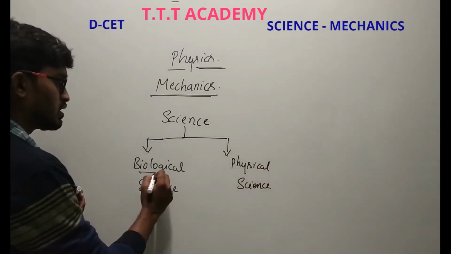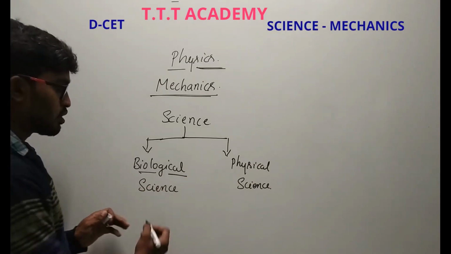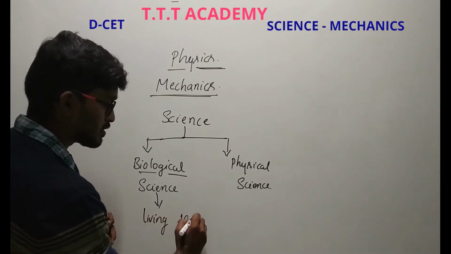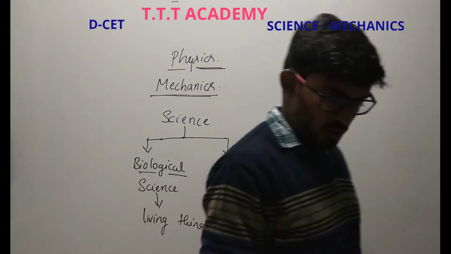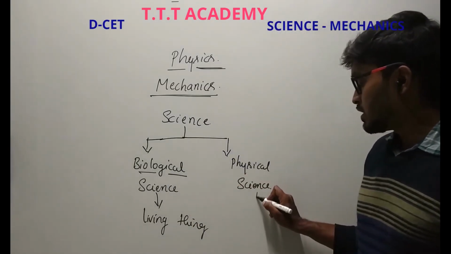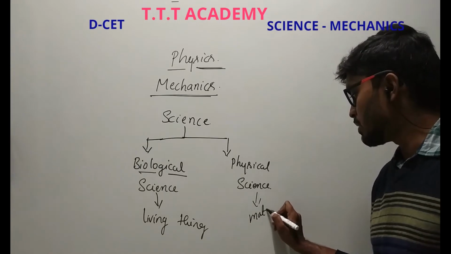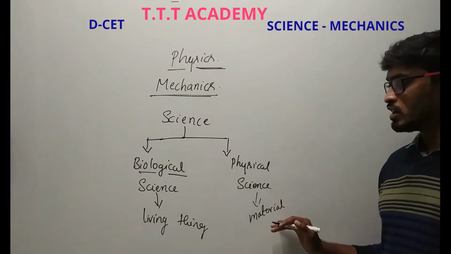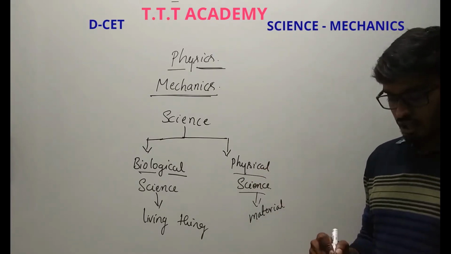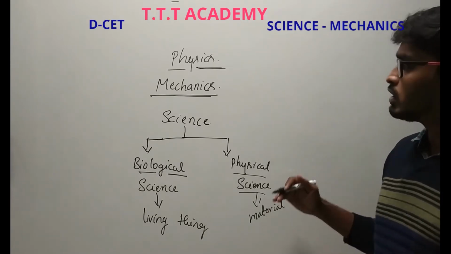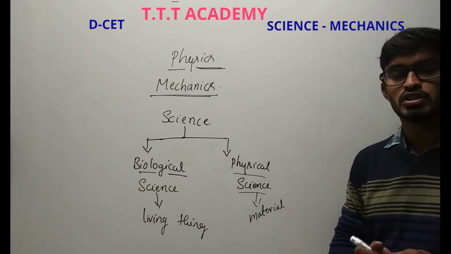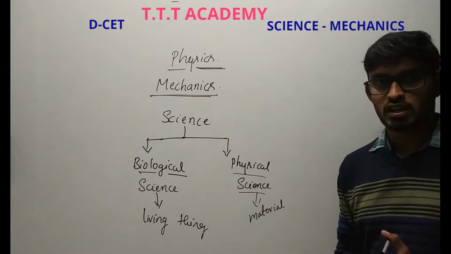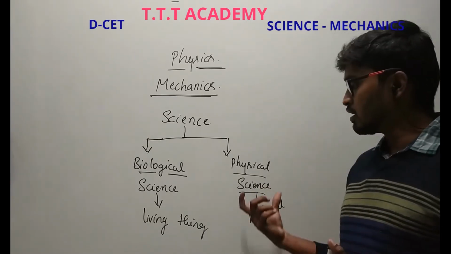What is the meaning of biological science? It is the study of living things. And what is the meaning of physical science? It is the study of material: how the material is, what its structure is, and what its behavior is. These are all discussed in physical science. It is the study of non-living things, for example a stone, this pen or any material. What is the structure, what are the advantages and what is the application. These are all studied in physical science.